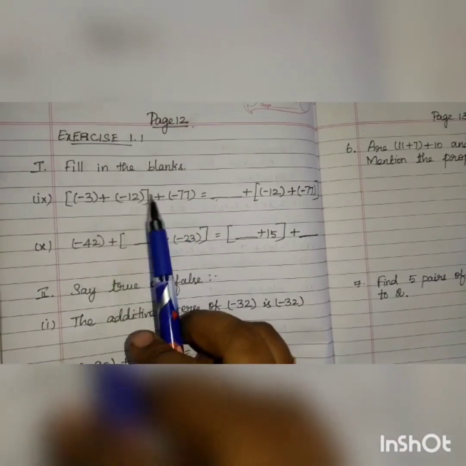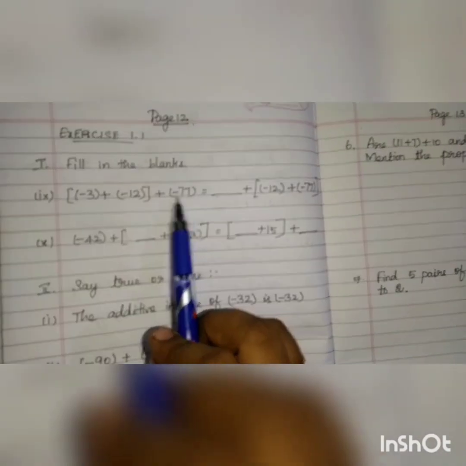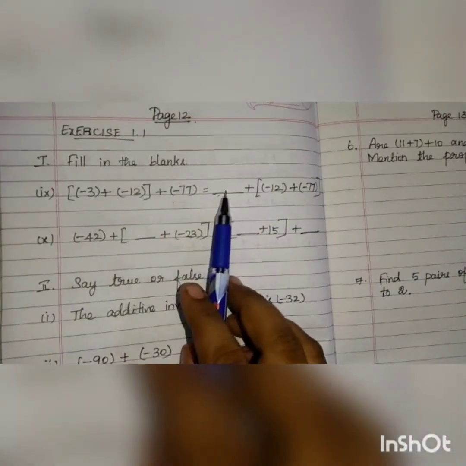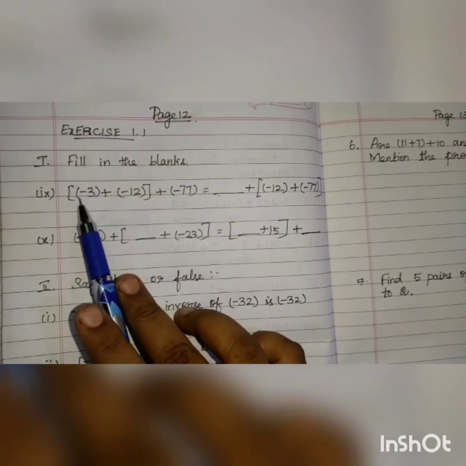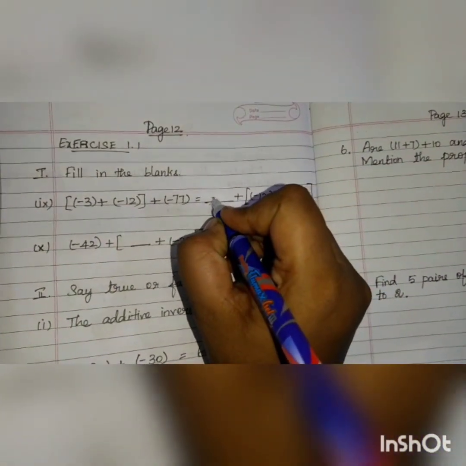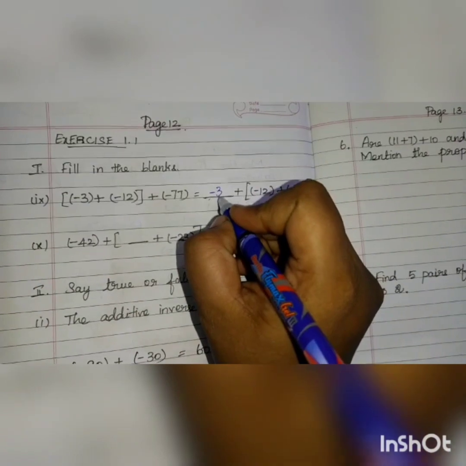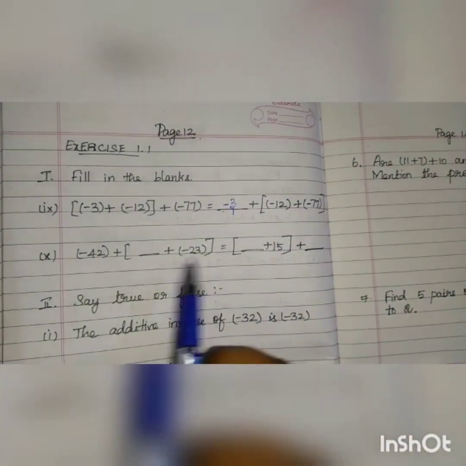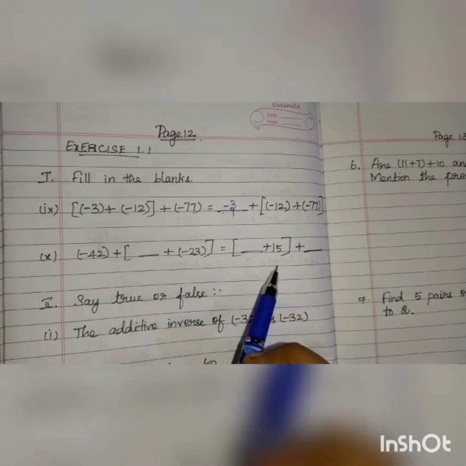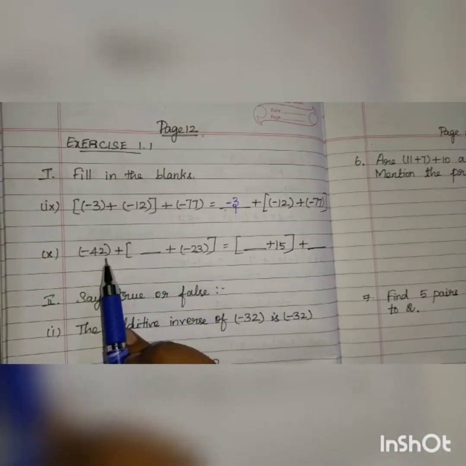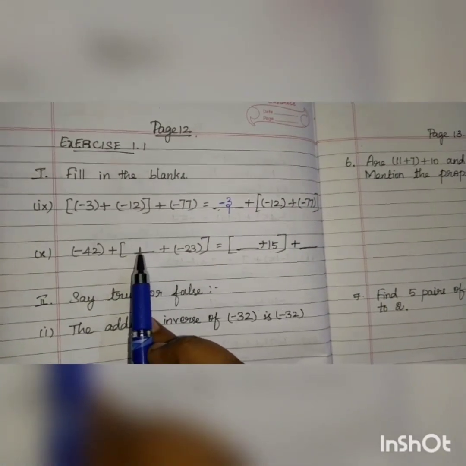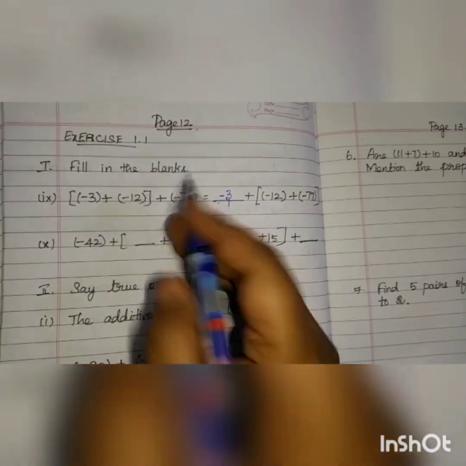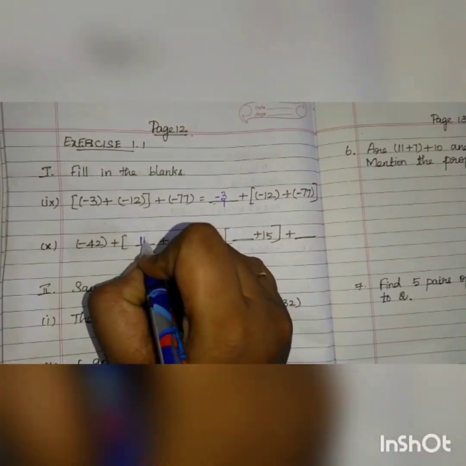Observe, all 3 numbers should be the same on both sides. We know that. Already minus 12 minus 77 they gave. So what number should we give to get the same answer? Minus 3, then we get the same answer. Are you clear? Next, here also the same associative property. 2 numbers they gave on this side, 1 number on this side. So minus 42. What number should we give here? The number they gave here, that same number we should give here. So positive 15.